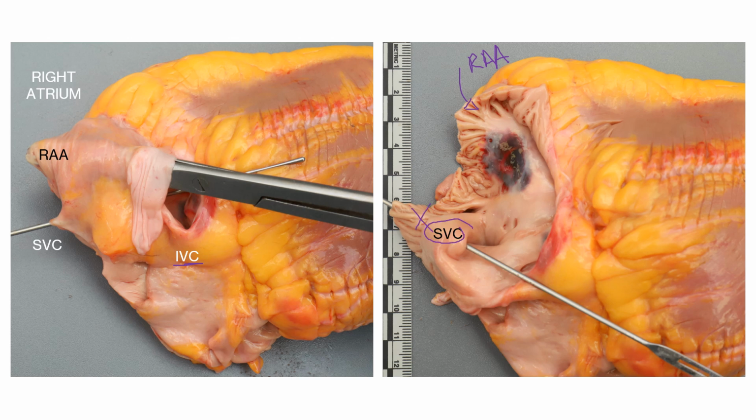We don't open that. As discussed later in the autopsy service, leaving this SVC intact is important for orienting yourselves in regard to dissecting out the SA node, which will hang out within this entrance of the superior vena cava into the right atrium. So we leave that intact. So again, first cut, IVC into the right atrial appendage. What this does is expose our right atrium.